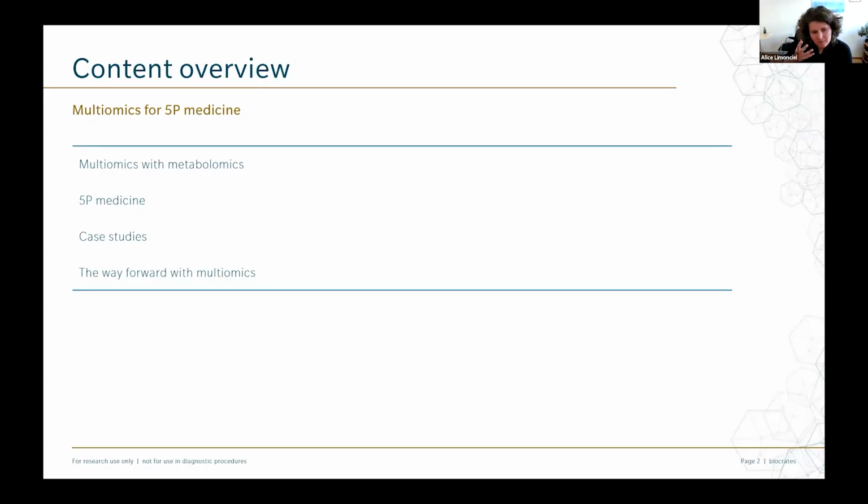And then the main role of this presentation is really going to be to introduce the concept of 5P medicine, which may seem new to many people in the audience, but actually when I introduce it, you will probably realize this is something you've been working on for a while already. And we'll look at it through a few case studies and look into the way forward that one can take for multiomics.